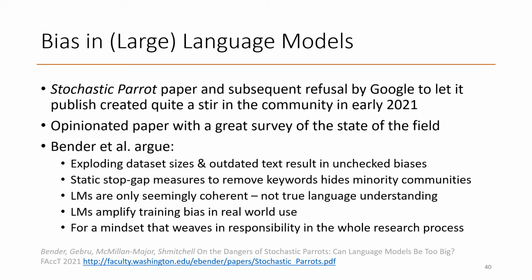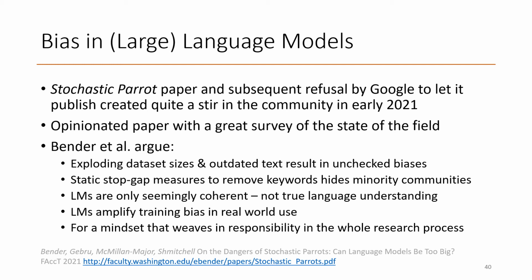In large language models, the bias becomes much more complicated to measure than in word embeddings. And recently, the so-called stochastic parrot paper and the subsequent refusal by Google to let it publish and all actions that followed created quite a stir in the community in early 2021. And I want to highlight this opinionated paper because it has a great survey of the state of the field, and it makes a lot of important points for researchers to think about going forward.